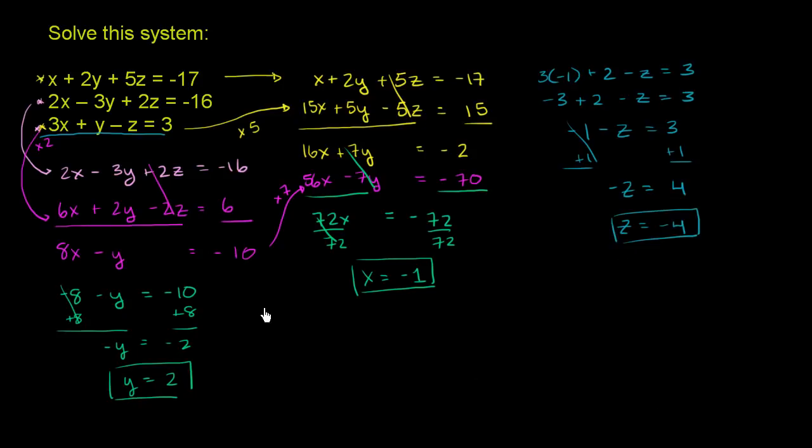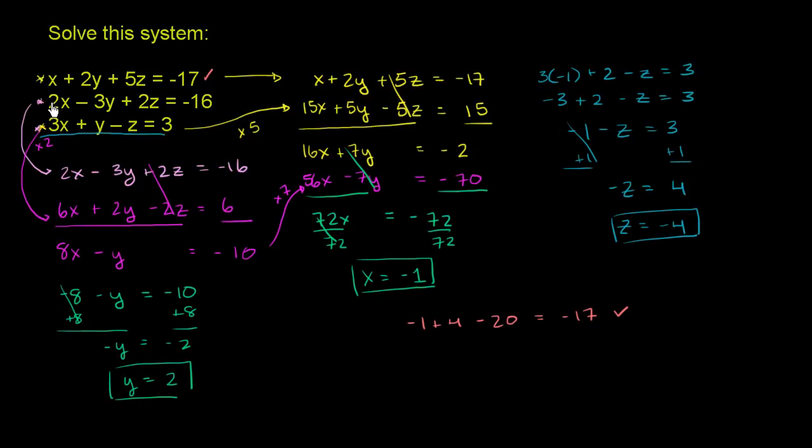So we're done. Let's verify that this solution of x equal to negative 1, y is equal to 2, z is equal to negative 4 actually satisfies all three of these constraints. So let's substitute into this first one. You have x plus 2y plus 5z. So that is x is negative 1, plus 2 times y, so plus 4, plus 5z, so minus 20, has to be equal to negative 17. And this right here is positive 3 minus 20, which is indeed equal to negative 17. So it satisfies the first constraint.